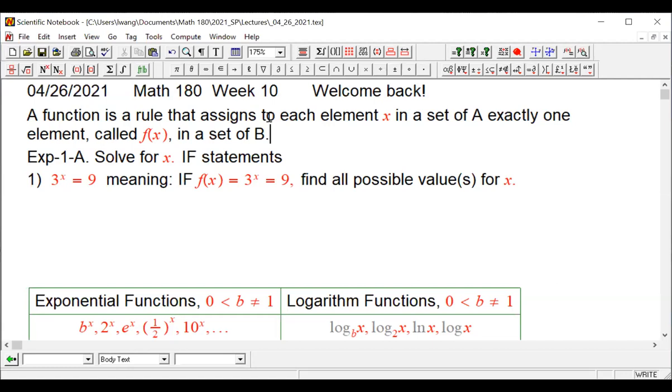Powerful, very powerful. With that understood, I'm gonna talk about the different aspects of solving this equation, which will apply to all of these other functions. The first method, method number one, very straightforward. 3 to the power x, and 9 is 3 squared. And there you go. X must be 2. Done.